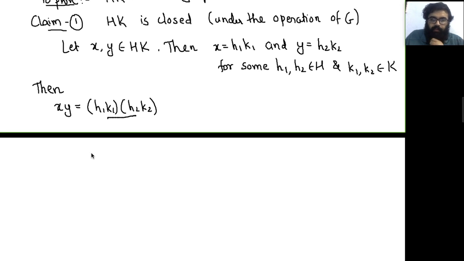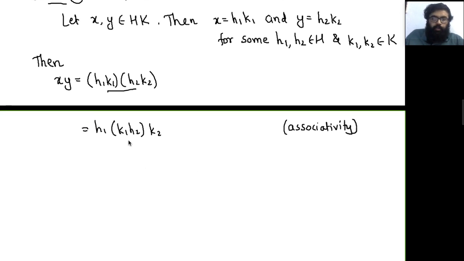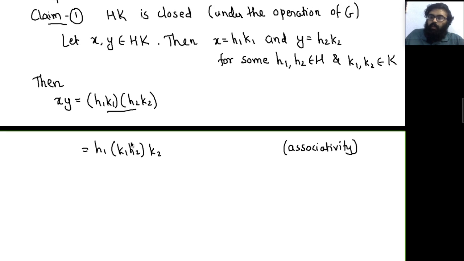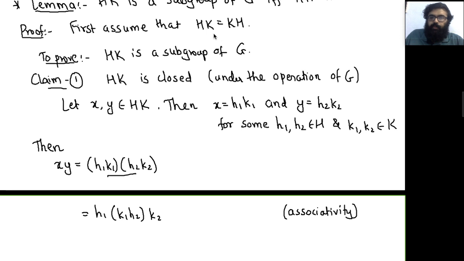So by associativity, this is what we write. This equals h1 and k1 h2 k2. What we have used here, I can write the reason, is associativity of G. So now k1 h2: what we have assumed is that HK equals KH, but that does not mean that elements of H and K commute.